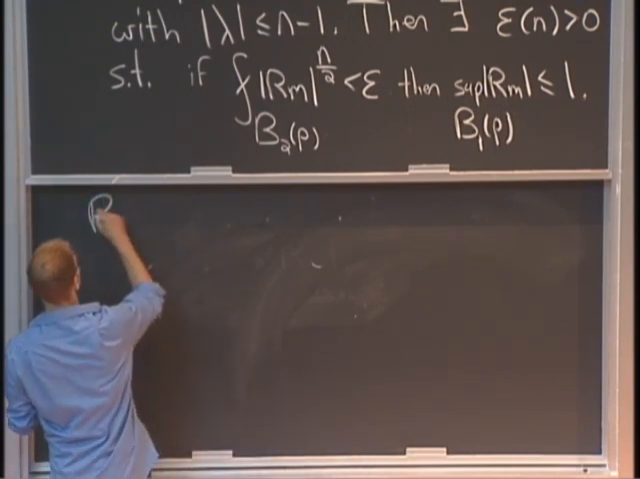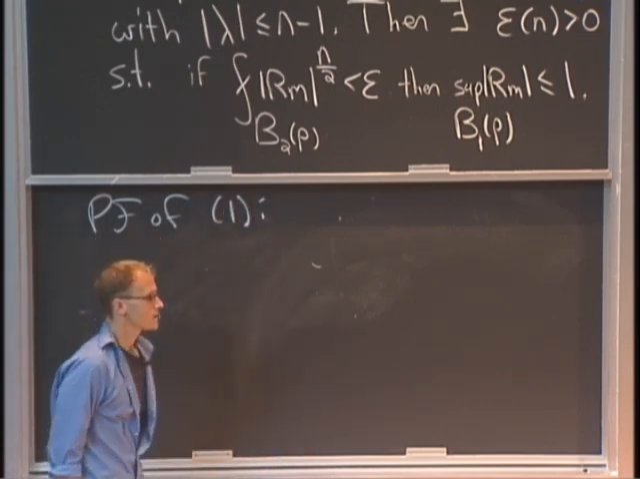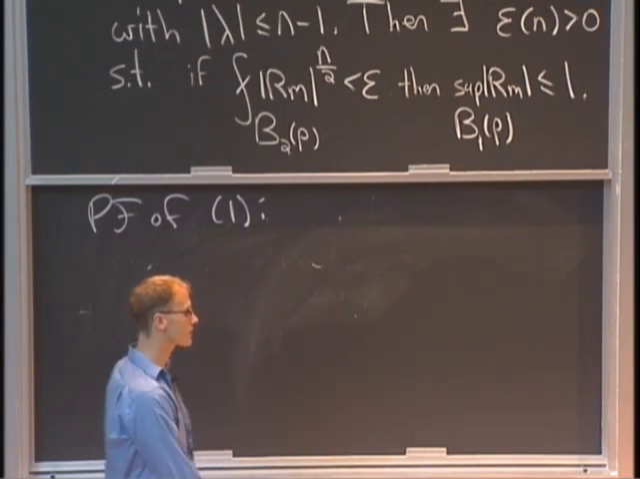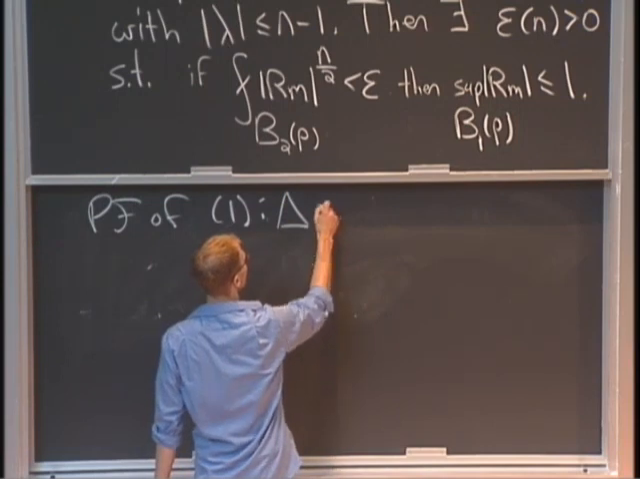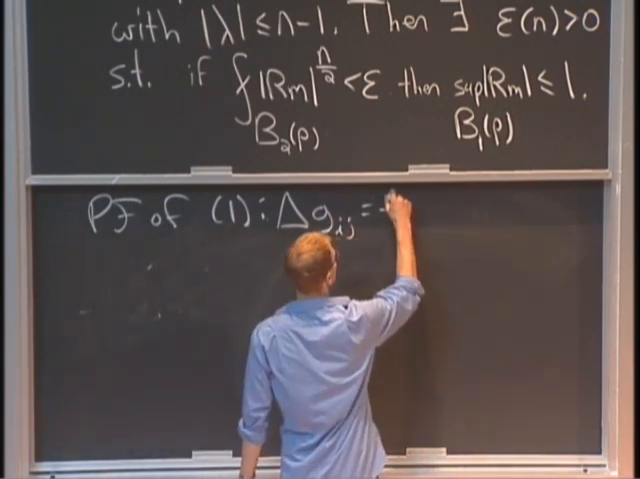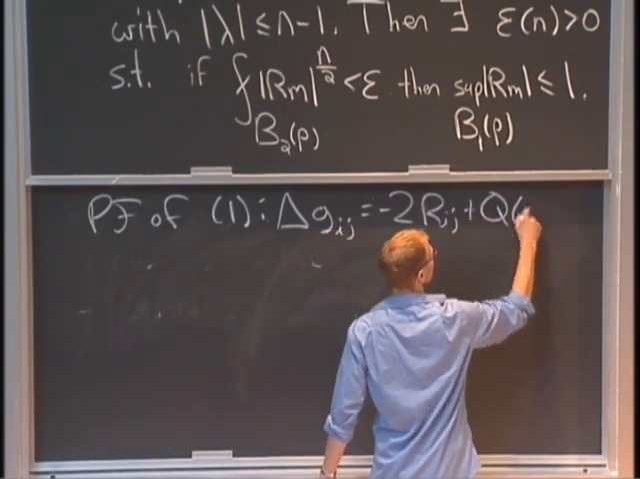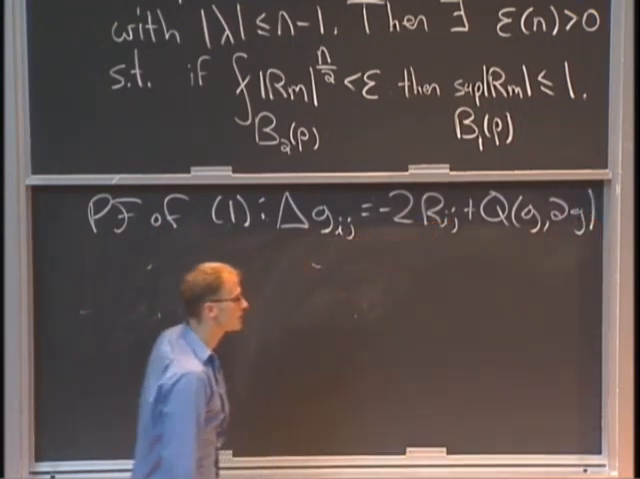So, proof of one. So where does this come from? In fact, it comes from our computation of the Laplacian of the metric. Right? So we computed the Laplacian of Gij in our coordinate system is minus 2 times the Ricci ij plus q of our g and partial g.